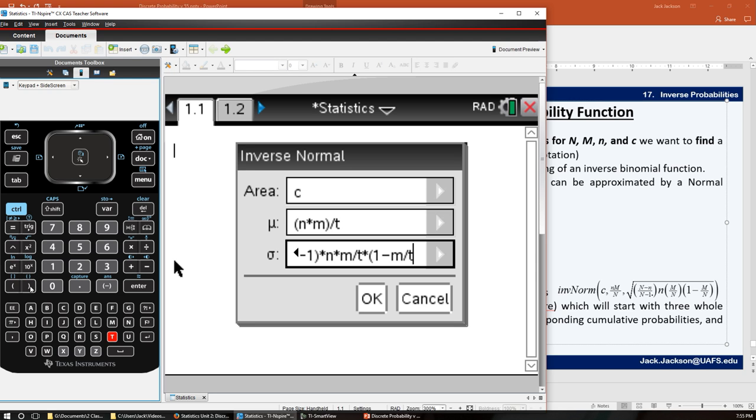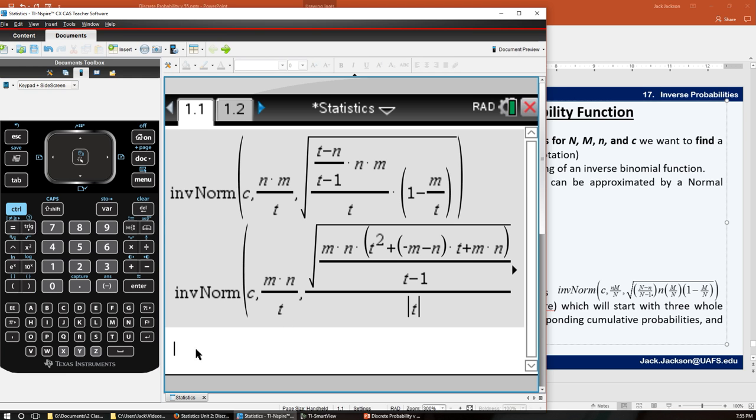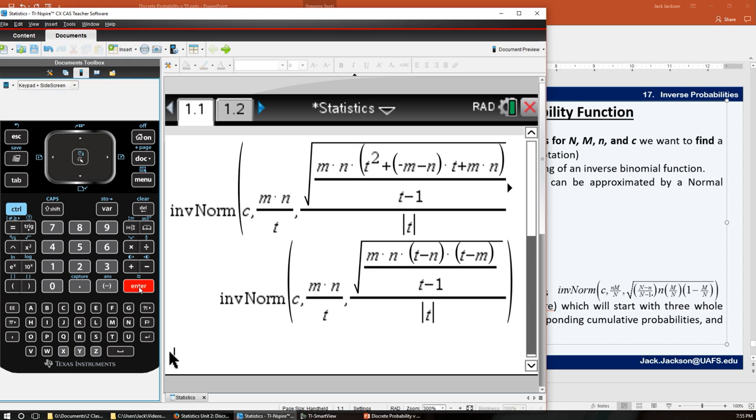So we close out that fraction and close out the square root. I think that's what we want. Let's hit enter. And we want to take all of that and store it as A. So that's our first estimate of A.